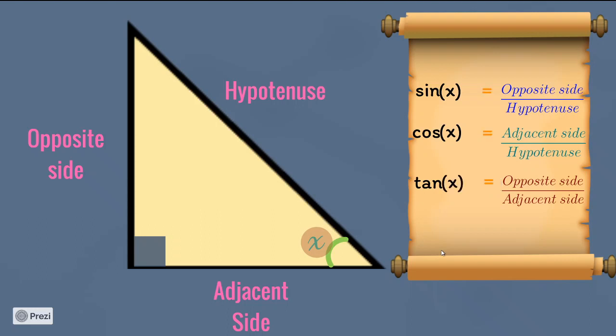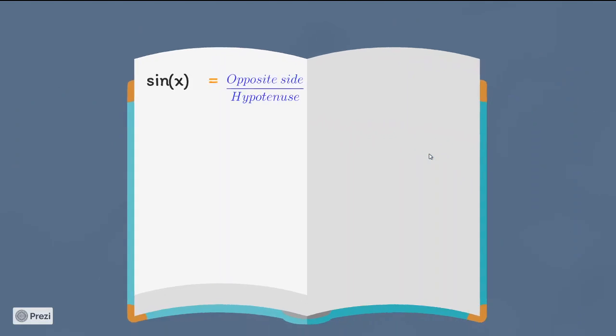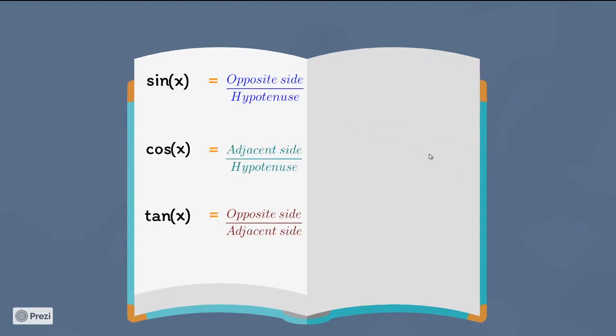Let me put the equal sign. So this is our ratio, and these are our trigonometric ratios. Sine of x is opposite side by hypotenuse, cos of x is adjacent side by hypotenuse, tan of x is opposite side by adjacent side. So keep this much in mind. Now these are what we studied just now.